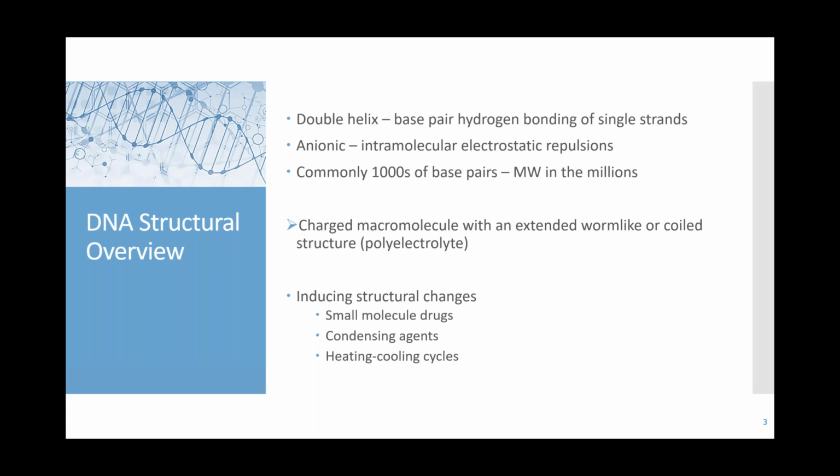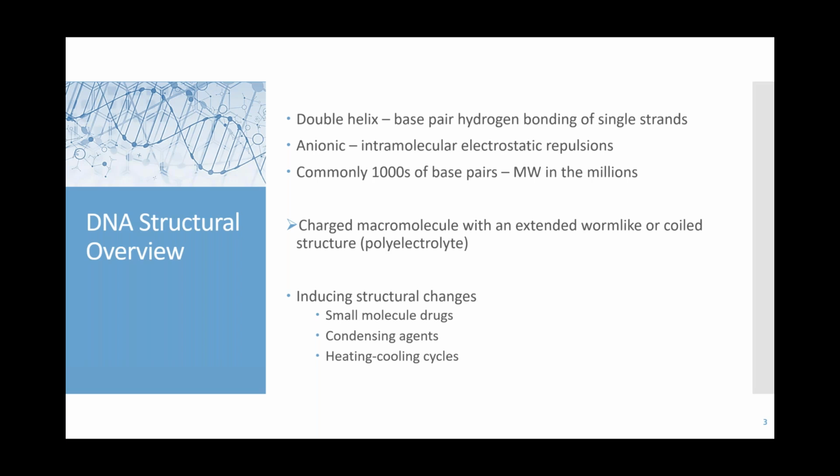To set the groundwork, I wanted to go over some basic information on the structure of DNA. I think everyone's probably seen this double helix picture that we have up in the corner here. This common structure that DNA will assume comes from the base pair hydrogen bonding of the single strands. This is the origin of that double helix that you commonly see. Another thing to keep in mind about DNA is it's negatively charged, or anionic. So you have like charges along the backbone of the molecule that tend to influence the structure due to those electrostatic repulsions.